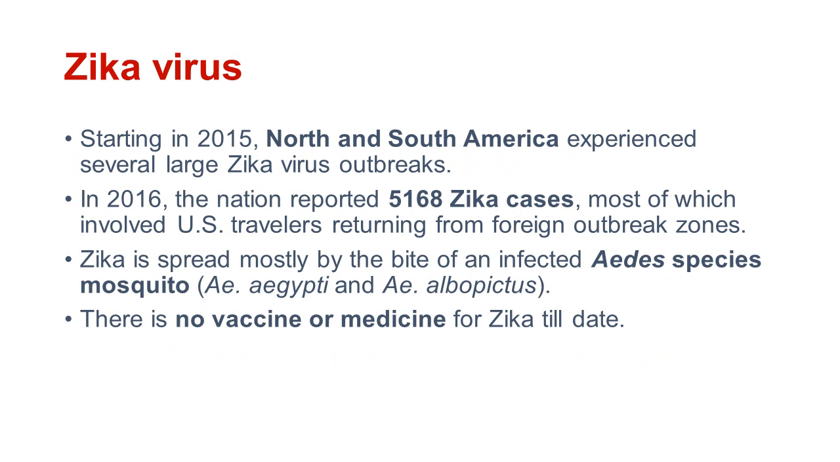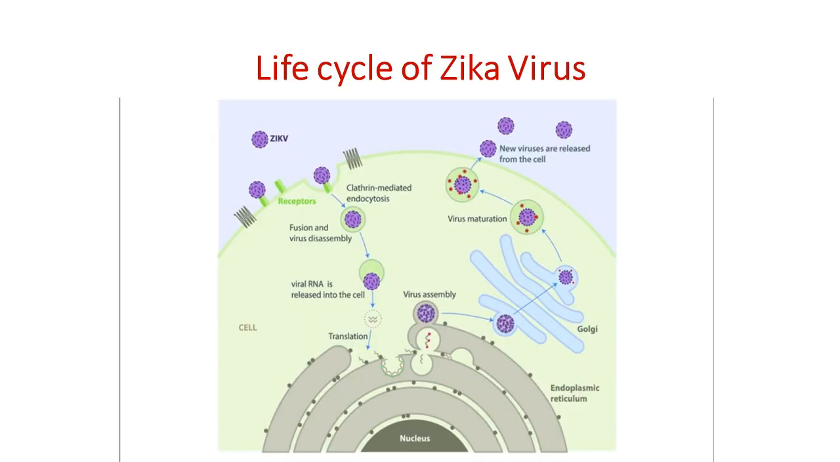Next one is going to be the Zika virus. The epidemic started in 2015 in North and South America. In 2016, the nation reported 5,168 cases, mostly due to patients who traveled across the US. This Zika infection happens due to the bite of a particular species of mosquito, the Aedes species. Unfortunately, we don't have a vaccine or medicine against Zika, so we need to discuss this in detail. But first, let's try to understand the life cycle of the Zika virus.